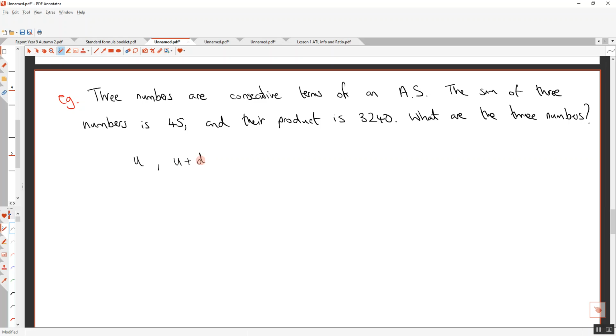Does that make sense? And then it'll be... Do I need to put minus? Because you said plus or minus. No, just plus, because the D could be negative, yeah. Right? Okay, good. So this could be the first term in this particular sequence. This could be the next term. What would be the next term after this? U plus 2D. U plus 2D, right? Because we're adding on another D, yeah?